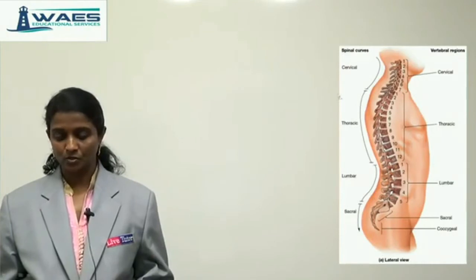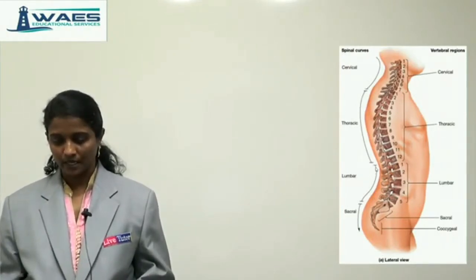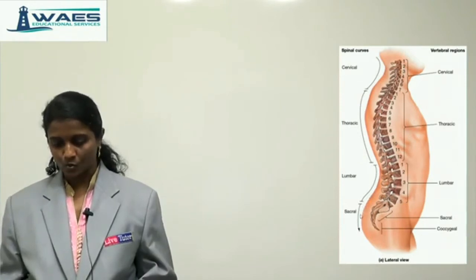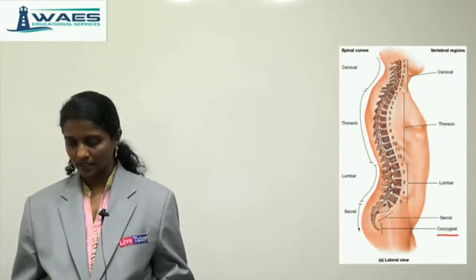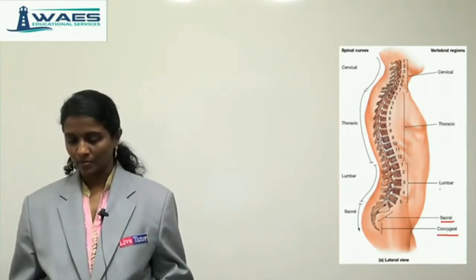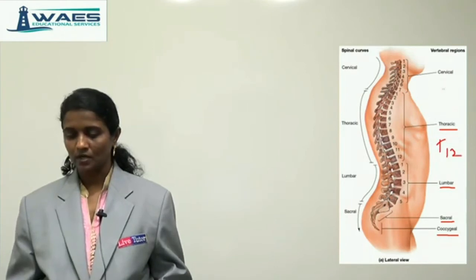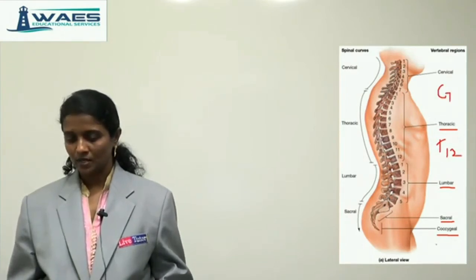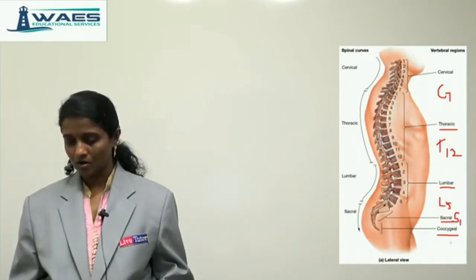Yes, this is what we have been talking about: C7, T12, L5, S1, CO1. You can see here, this is the coccygeal and this is the sacral. Lumbar 5, thorax 12, T12, this is what we learnt: C7, T12, L5, S1, CO1.